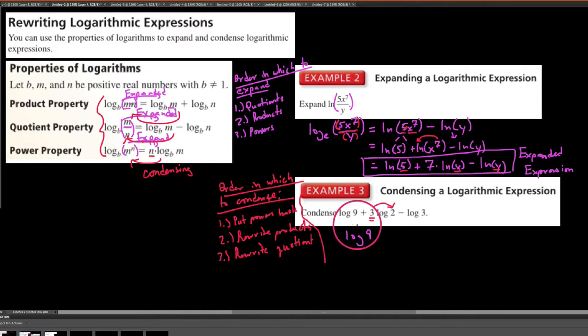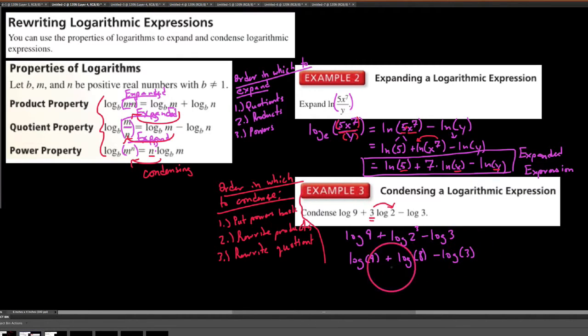So this is a log base what? Well, this must be a base 10, or a common log if we haven't written the base. So we're just going to write log of 9, assuming that it's a base of 10. And then we say that this would be log of 2 cubed minus the log of 3. So just to simplify this 2 cubed, because I can, I'm going to rewrite this again. I say log of 9 plus log of 2 cubed, which is 8, minus the log of 3.